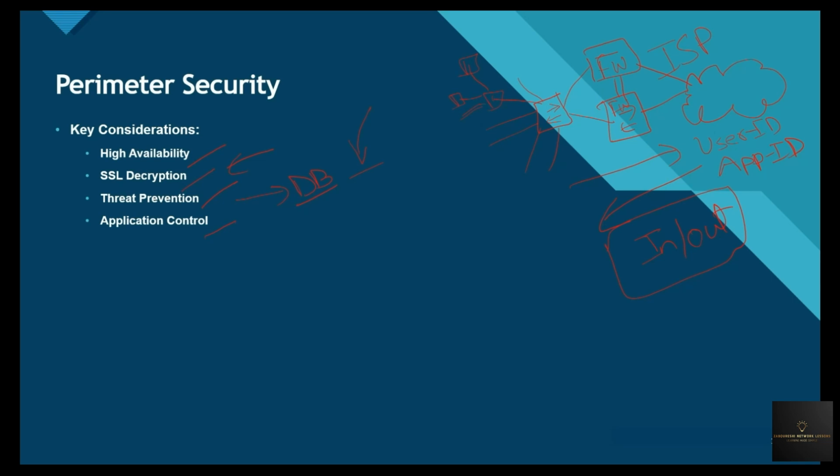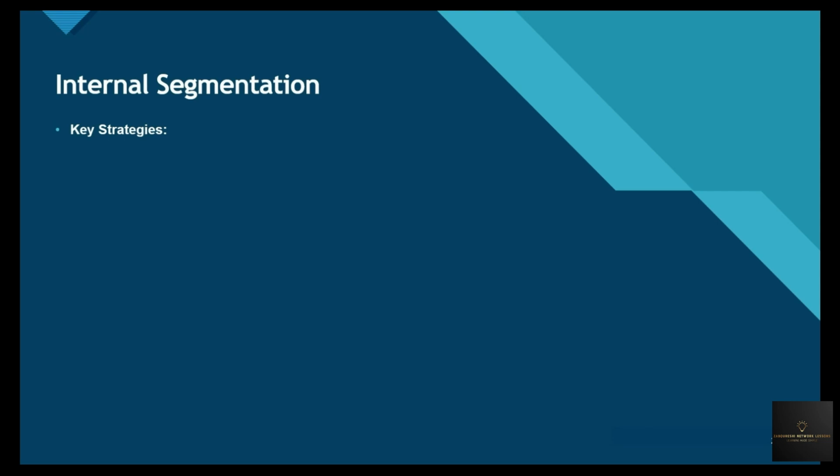Next one is the application control. Now apply the application layer policies to allow or restrict applications based on their risk levels rather than merely their ports and protocols, right? So the higher the risk is, you would apply the application layer policies to either allow or restrict the applications.